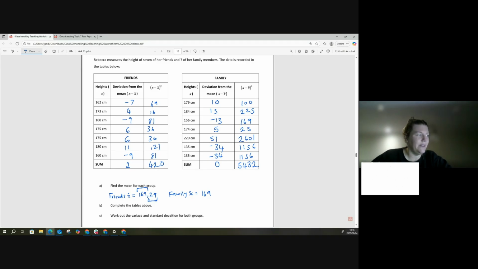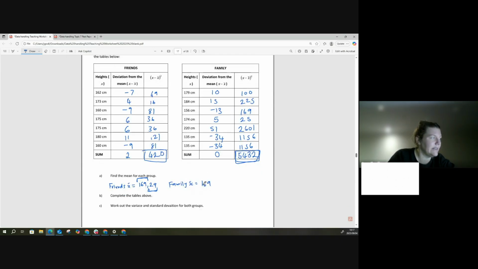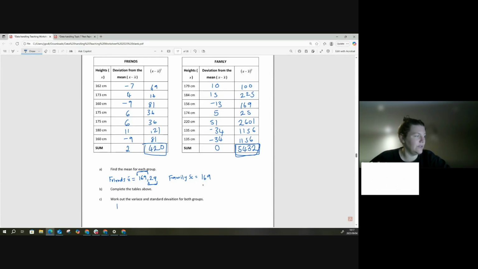So what we land up with is this over here is our variance of our friends, and that is our variance of our family. So we now know what our variance is, so we can write that over here. So let's do this friends and family. Our variance, which is our funny symbol squared, for friends is 420, which means our standard deviation is the square root of 420, which gives us 20,49.